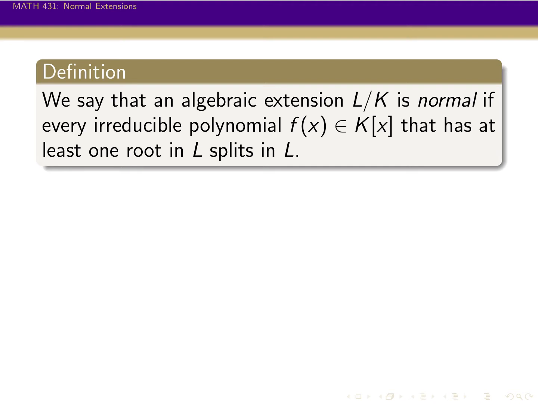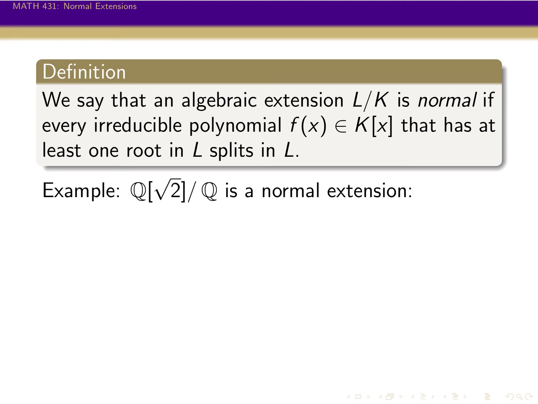So what we're going to be talking about in this video is what are called normal extensions. And so we say that an algebraic extension L over K is normal if every irreducible polynomial f of x in K of x that has at least one root in L splits in L. So you can think about normal as being like a splitting field on steroids in a sense. For a splitting field, you're talking about one polynomial splitting into all of its irreducible factors. In a normal extension, if an irreducible polynomial has one root in the extension L, then it has to have all the roots there.